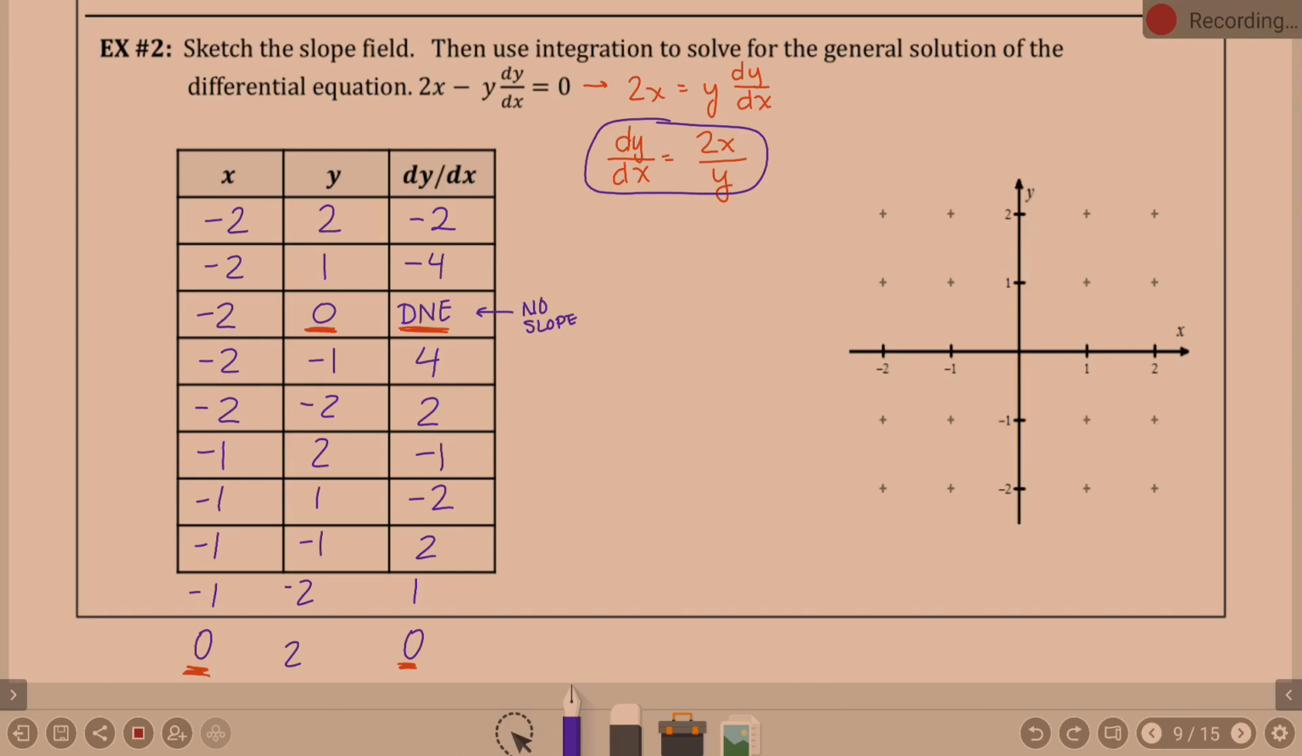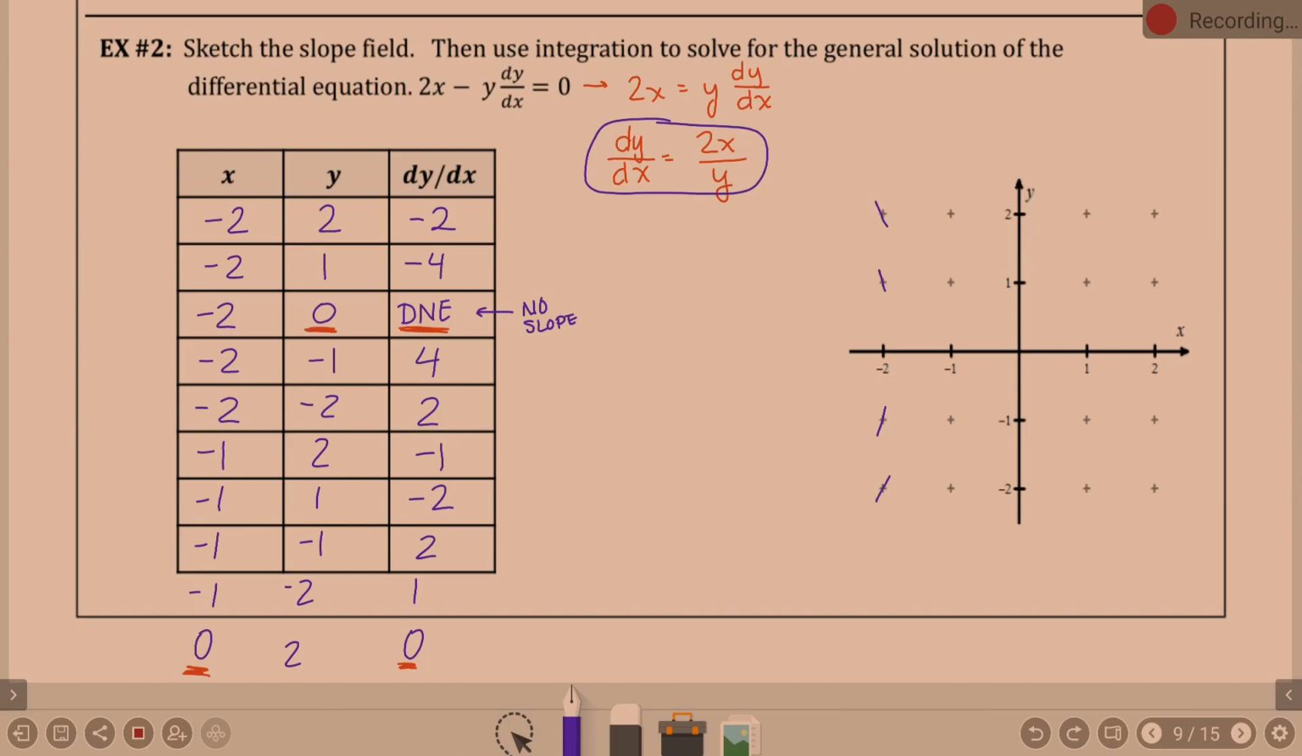We'll get these. -2, 2, so that was -2. Negative direction, a little steeper than 1. Yes? -2, 1, so -4, so that's going to be negative, but even steeper. A does not exist slope, we don't do anything. Okay? -2, -1 is going to be 4, but positive. So that's going to be my steepest mark on here, right? So that's steep. And then we have 2, so positive but less steep.